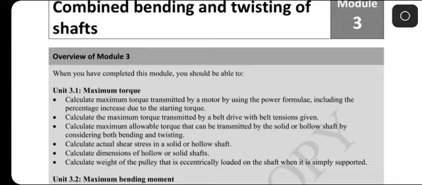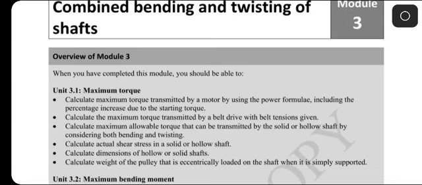Today we are still under Strength of Materials N6. We'll be dealing with combined bending and twisting of shaft. But firstly, remember now we'll be dealing with combined bending and twisting.